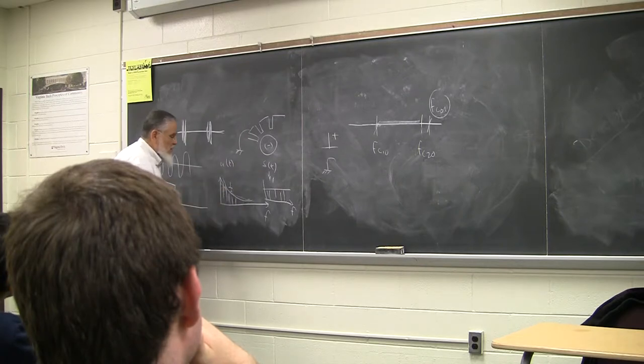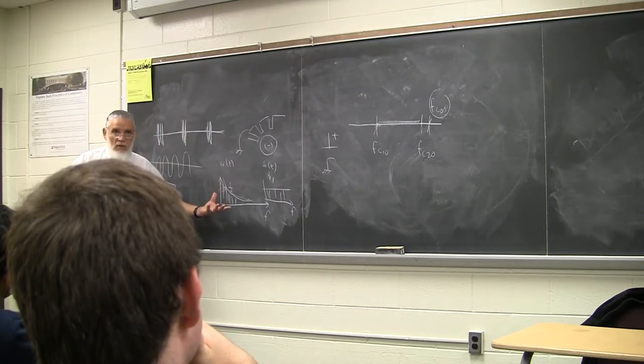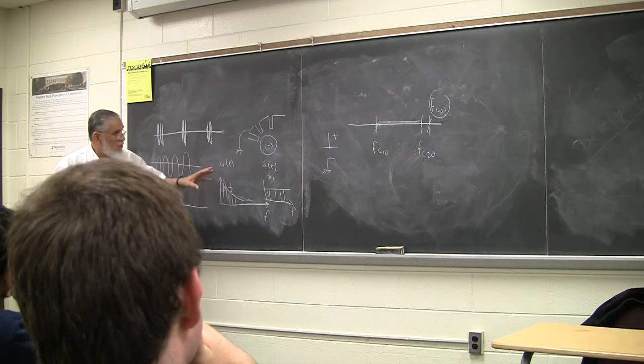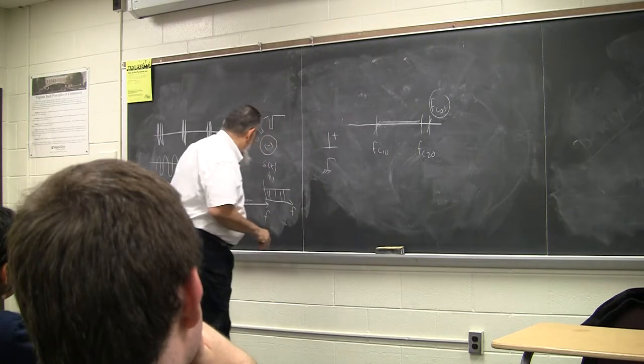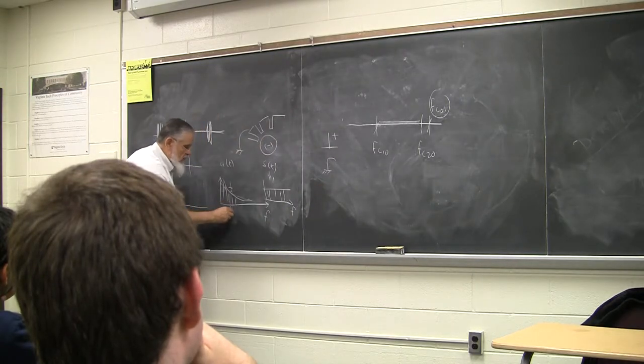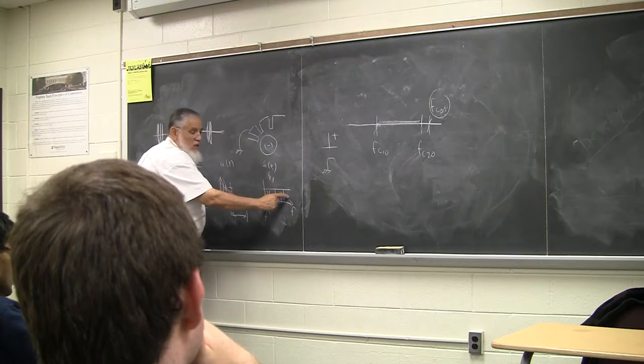So this is mostly baseband information. If you send this pulse in this waveguide, and that's your DC, and your waveguide only allows that much frequency component to propagate, obviously only a part of the spectrum is going to go through.